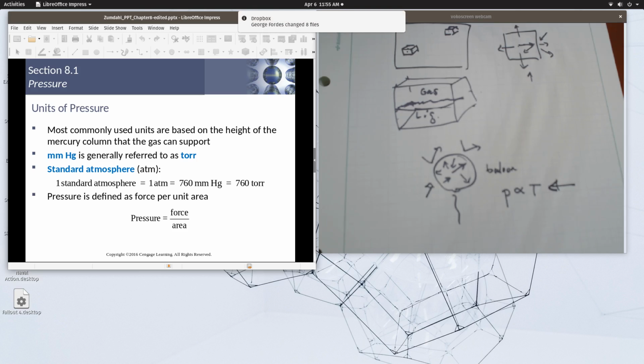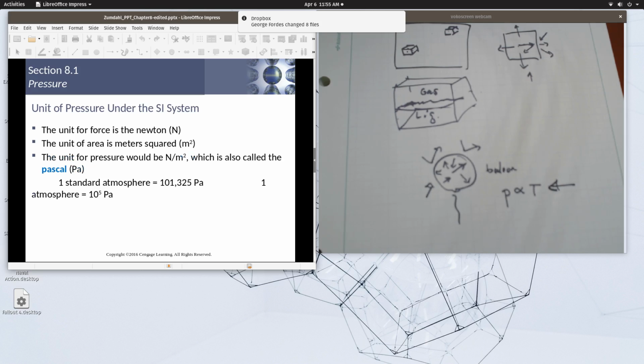And the pressure is, of course, force divided by unit area, and I can convert this into pascals if I wish. And in the SI unit, the force is a Newton, the unit of area is a meter squared, and the unit of pressure is newtons per meter squared. It's called a pascal. And one standard atmosphere is 101,325 pascals, or one atmosphere is about 10 to the 5th pascals.